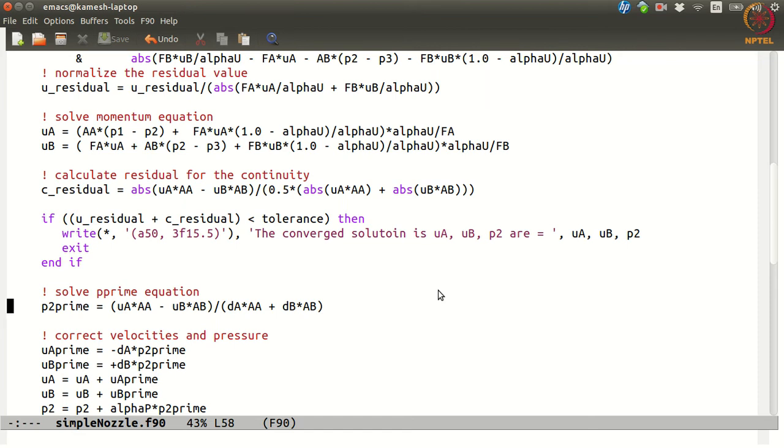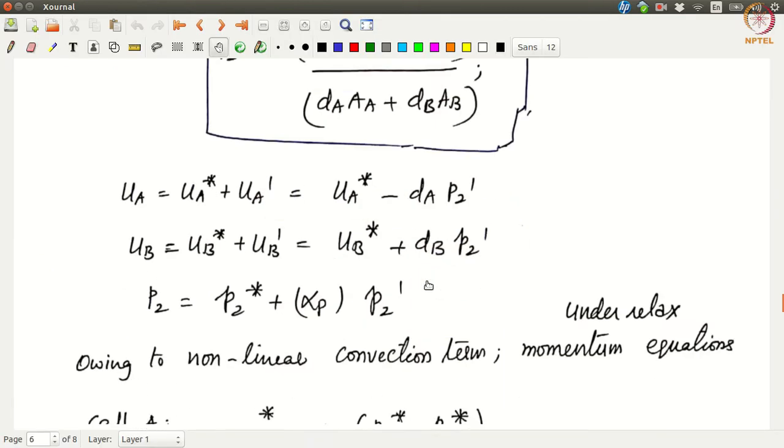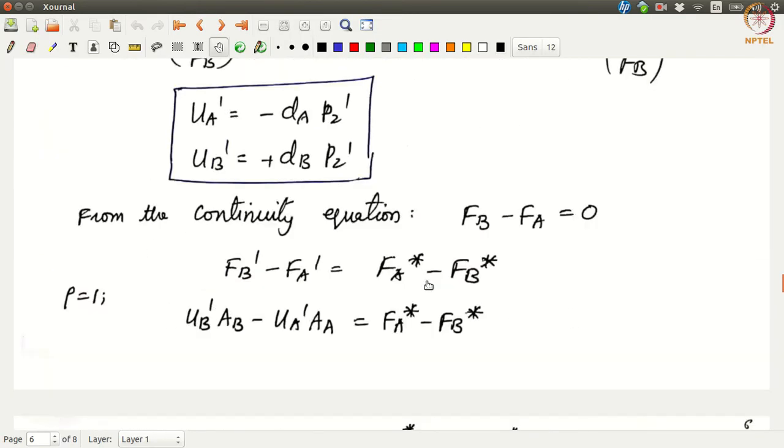Again, we have only one cell, so we don't have to solve for a system. We just plug in the value of UA star and UB star and calculate P2 prime. Then once you have the pressure correction value, you can use it to correct the velocities, right? So what is the formula for correcting the velocities?